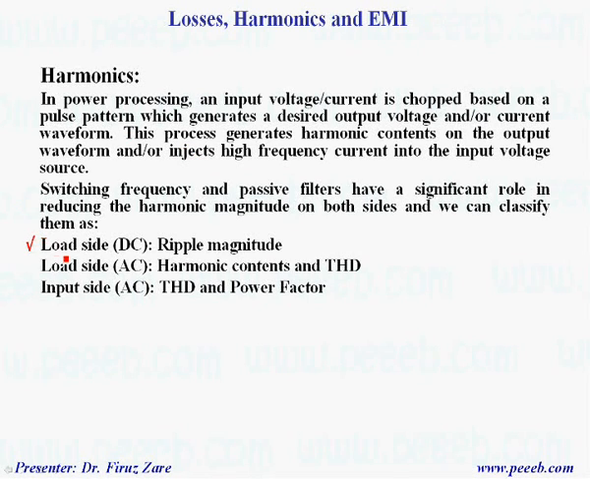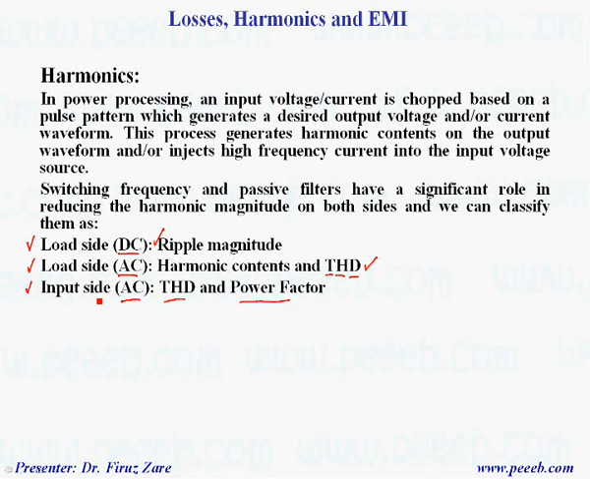That means if the output voltage is DC, then we should consider the ripple magnitude. The second case, if the output voltage is AC on the load side, we should consider the harmonic contents and THD or total harmonic distortion. And if the input source is AC, then we should consider the THD and power factor.